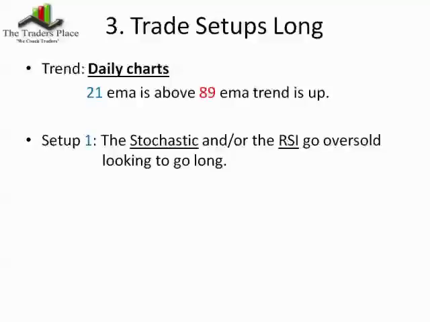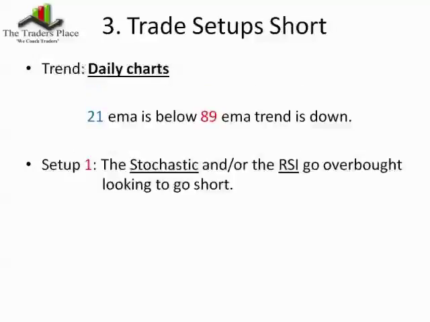The setup is very straightforward. If the 21 EMA is above the 89 EMA, the trend is up. The setup for a trade, in other words, is when the stochastic and/or the RSI go oversold, and I'd be looking to take a long. I don't need both of them to do it. It's great if they do, but it's not essential. On the short setup, if the 21 is below the 89, the trend is down. When the stochastic and/or the RSI go overbought, I'm looking to go short in the direction of that underlying trend.